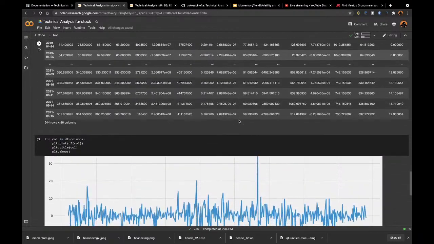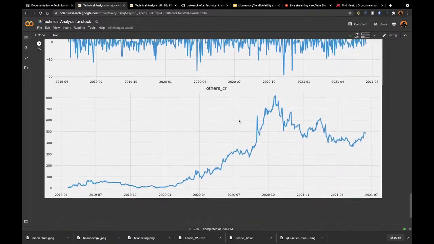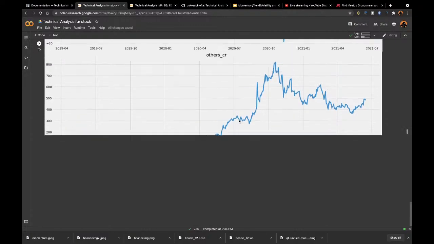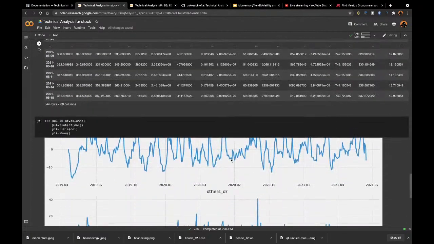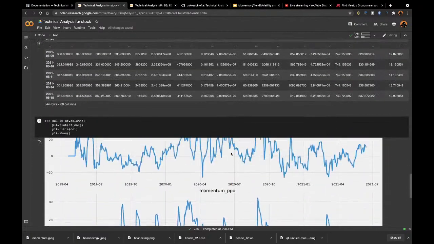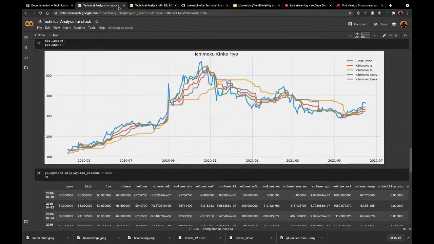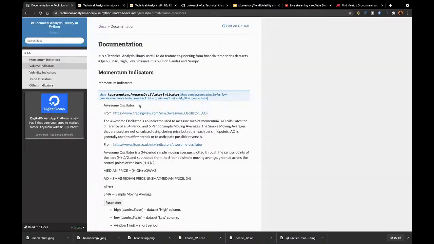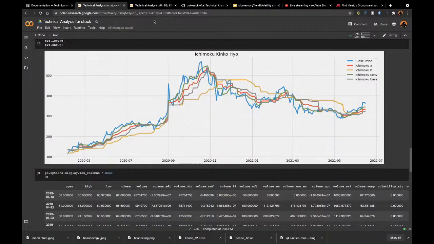Likewise, they have so many different technical indicator views, which you can find in the documentation. So yeah, that is today's introduction.